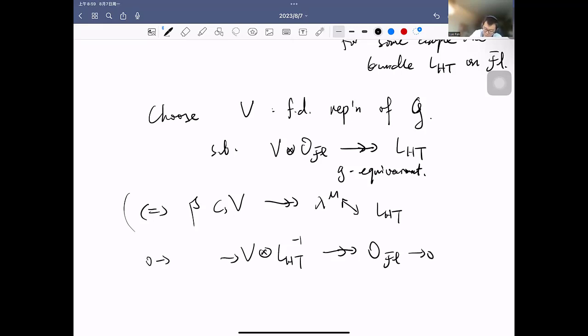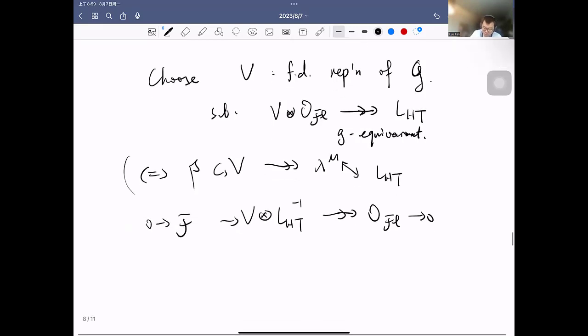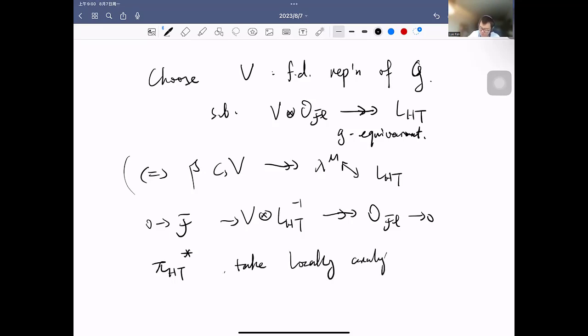So we get a sequence of vector bundles on the flag variety. Now what we do is that we use the Hodge-Tate period map to pull back this sequence and take locally analytic vectors. And then, if you remember, I mentioned that... Sorry, I'm a bit over time, so I will just finish in one minute.